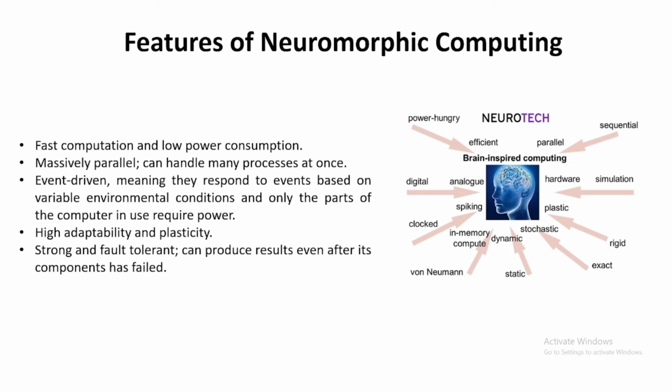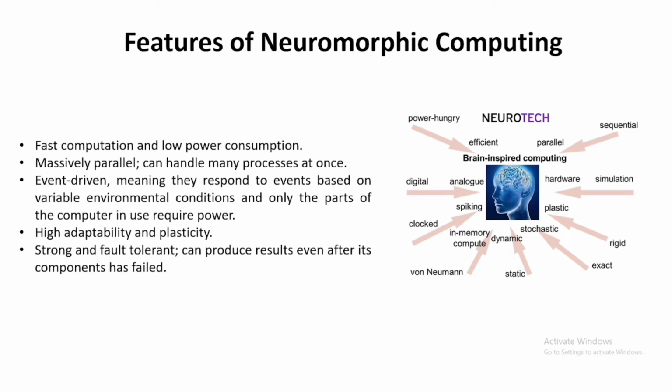Now, neuromorphic computing is highly adaptable, and it is also high in plasticity. Neuromorphic computing can work with very high-end programs because, as I have already mentioned, it is very fast. It consumes low power. So different programs can be worked using neuromorphic computing because of its high adaptability and high plasticity.